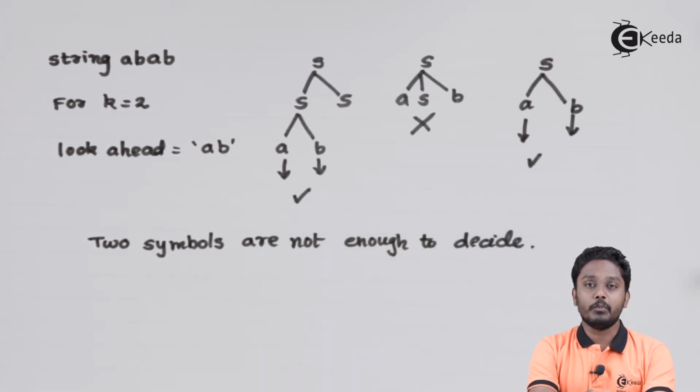In fact, if you observe this grammar, you will find that for any value of k, whether it is 1, 2, 3, 5, anything, we can come up with some string in which we are not able to decide whether production 1, 2 or 3 is to be used. That means this particular grammar in this structure is not LL(k) for any k. That means we cannot find any value k such that this grammar is LL(k).